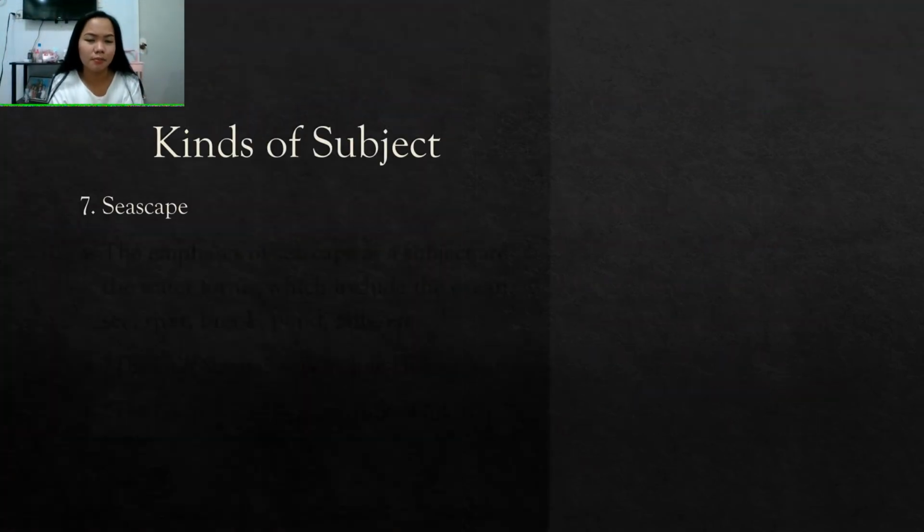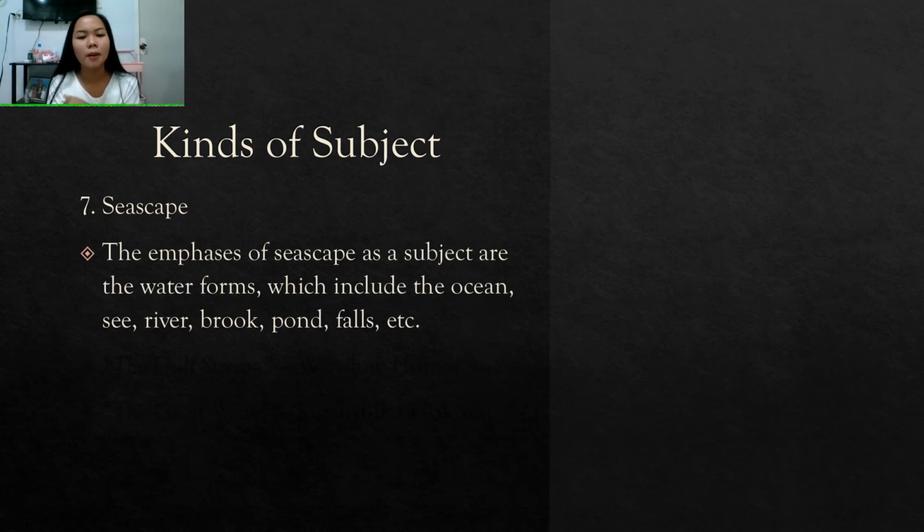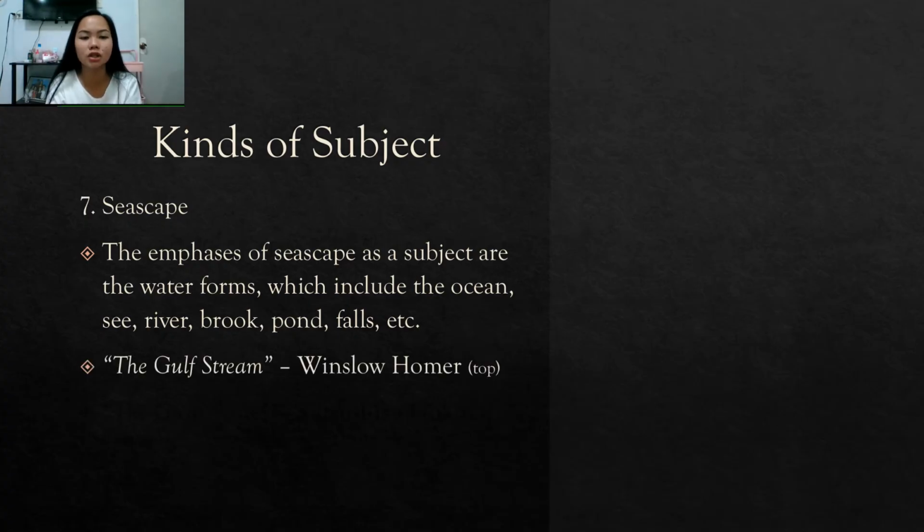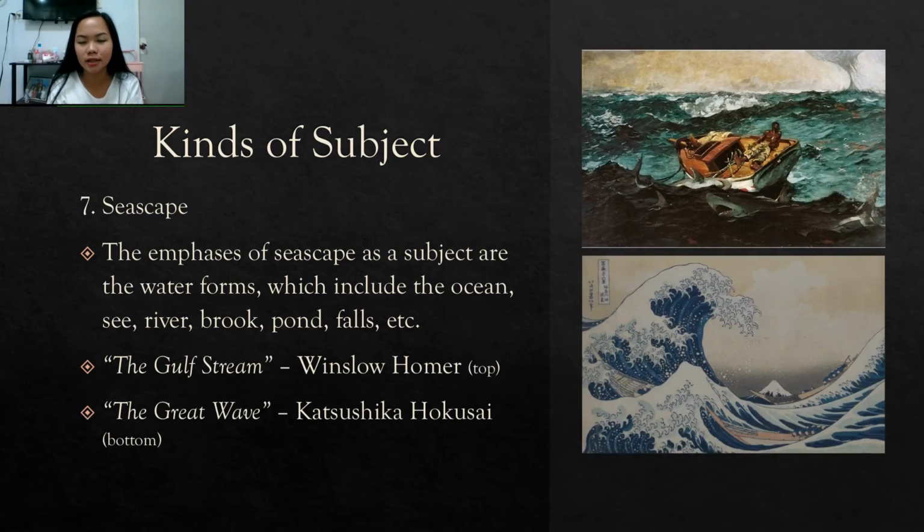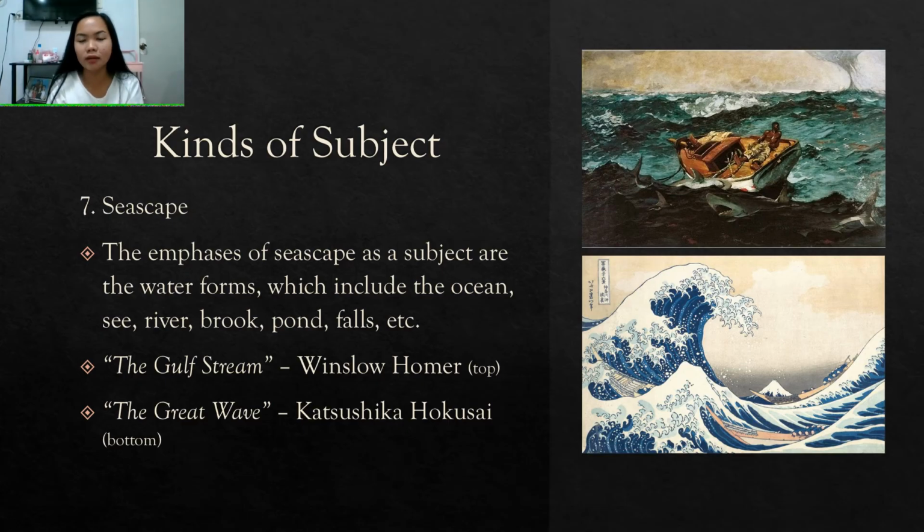Next naman, we have seascape. So just like landscape, it's still a view, but this time di na siya land, but it's the water or the sea. So the emphasis of seascape as a subject are the water forms, which include the ocean, sea, river, brook, pond, falls, and etc. So I have here an example of a seascape. These two paintings right here are examples of seascape. So makita obvious kaayo nga ang iyahang ginapakita or iyang subject is ang dagat or maybe ang wave sa dagat or anything that is water. Mao na siya ang seascape.